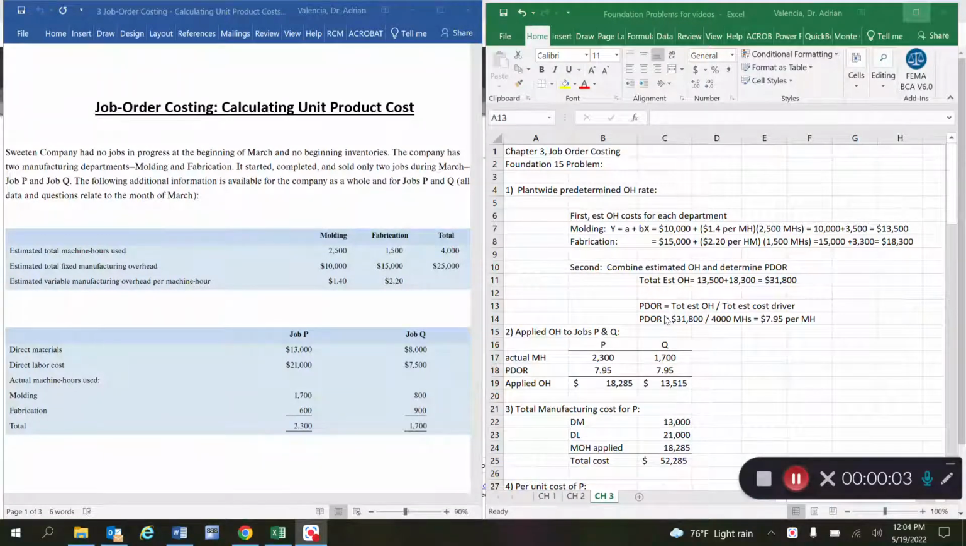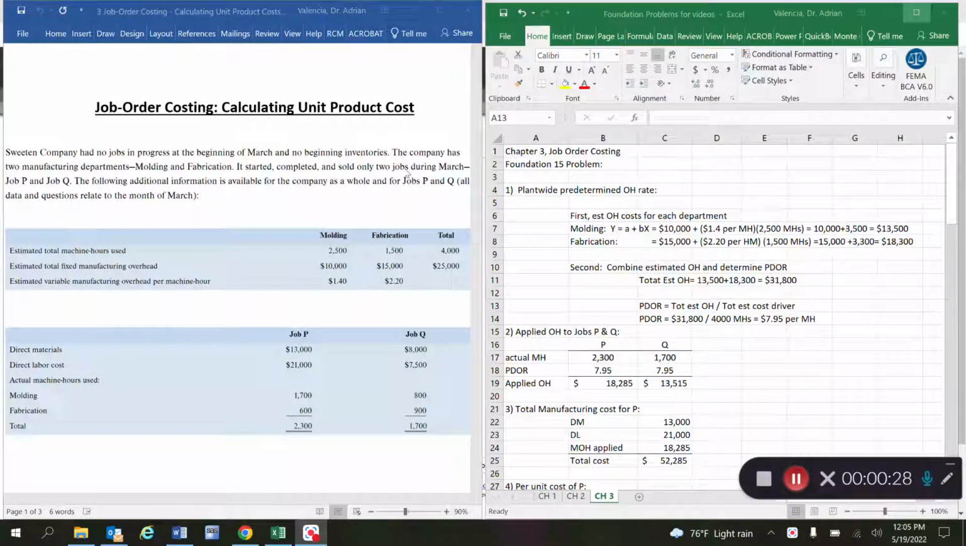In this video, I'm going to go over the Chapter 3 Foundation 15 problem. And this problem deals with job order costing. We're given information about Sweeten Company. And we're told that Sweeten Company had no jobs in progress at the beginning of March and no beginning inventories. So that simplifies our life because beginning inventory is basically zero.